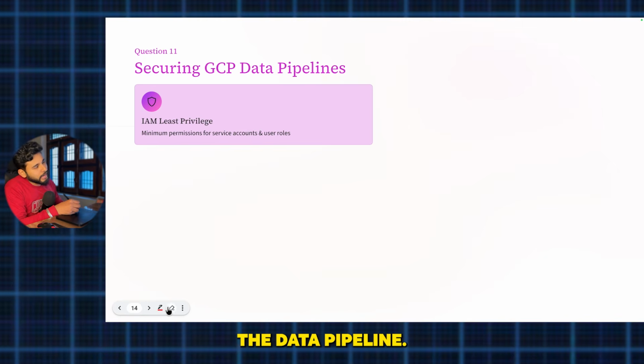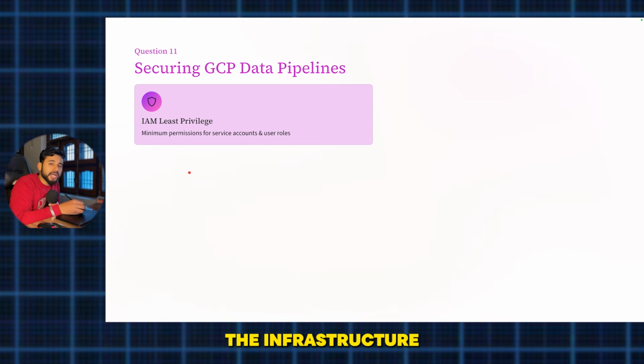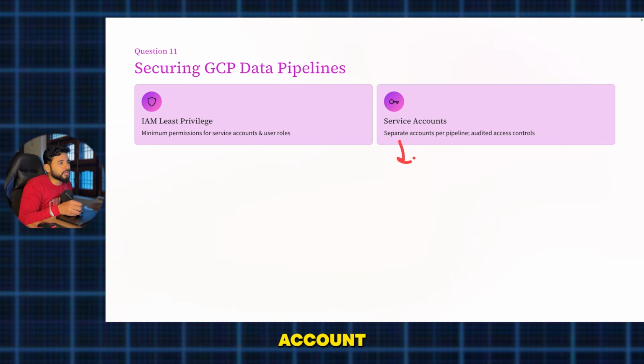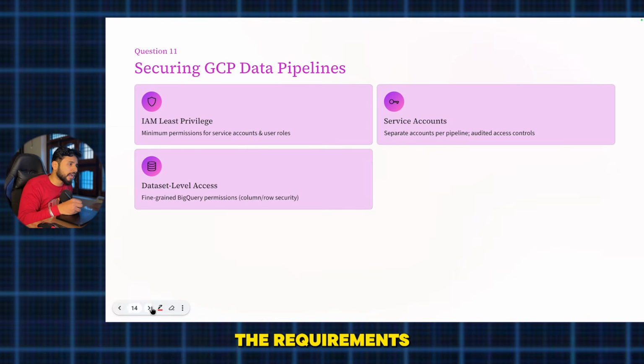Securing the data pipelines: whenever we talk about security and governance, we are talking about IAM. IAM is the identity and access management system. At every cloud, at every platform, we have IAM. It is a least privilege system where you give minimum permissions. You can create service principals, service accounts, and user roles, for which user you want which type of access. Service accounts can be created for separate pipelines as per the requirements.